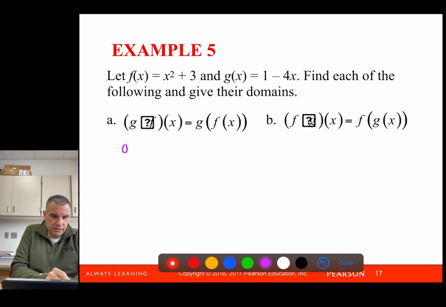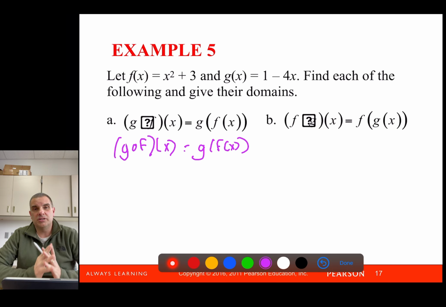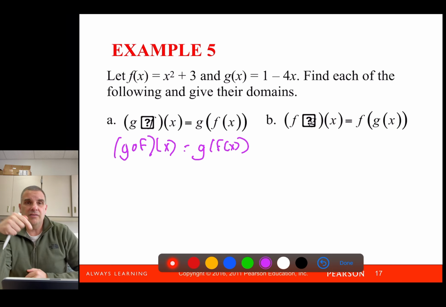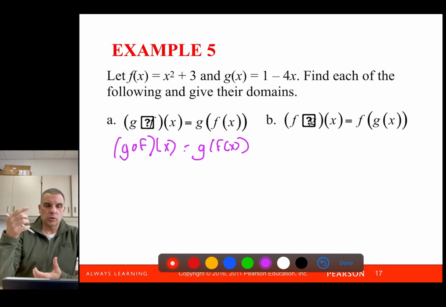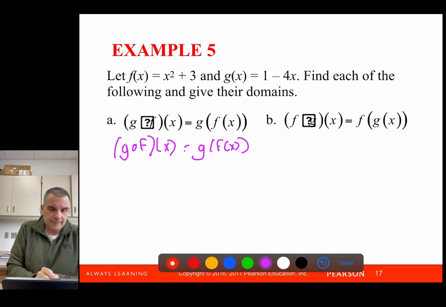So the first one we're going to do is find g of f of x, which is equal to g of f of x. Well, now we don't have anything to substitute in for the values in the f function for x. So we're just going to use substitution and replace f of x with what we know f of x is equal to. And that's x squared plus 3.